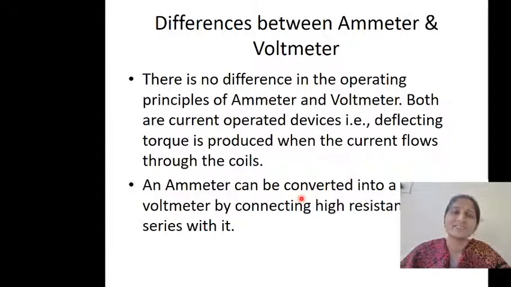There are different types of ammeters and voltmeters. You can observe on the ammeters and voltmeters that there might be MC and MI written. What is MC and what is MI?